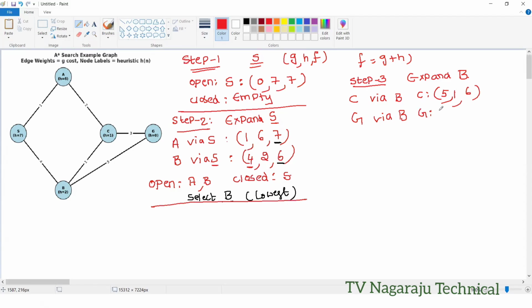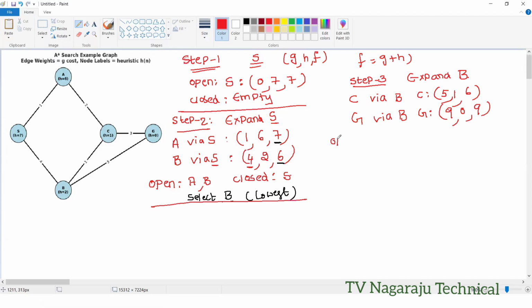Now coming to the G value. Up to B the cost is 4 and B to G the cost is 5. 4 plus 5, the cost is 9, and the G heuristic value is equal to 0, and 9 plus 0 is 9.